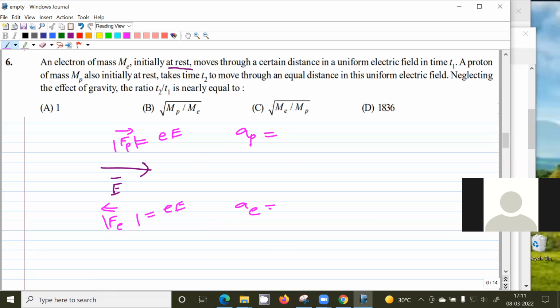eE by m. Is it same? Acceleration is what? Force by mass, or m_p. Okay. So this is eE by m_e. So which one is more? Acceleration of the electron is more. Okay. So the time taken, how will you find that?